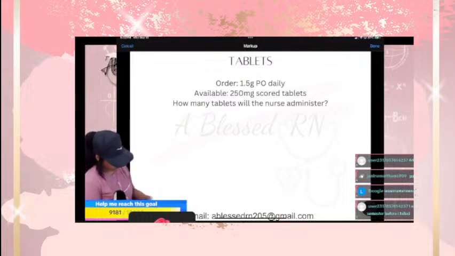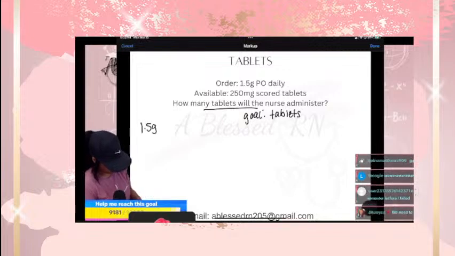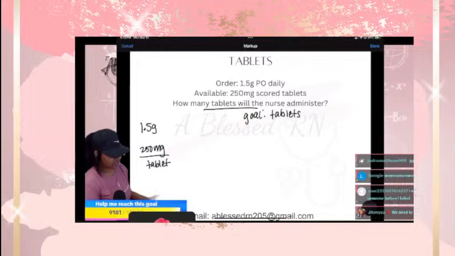All right, so what are we looking for? Tablets, right? That's the first thing we're going to find, our goal. So we'll write out our puzzle pieces to the side. We've got 1.5 grams daily, so that's just one dose. And then we have 250 milligrams per tablet. If we're looking for tablets, we are going to start with tablet, okay?